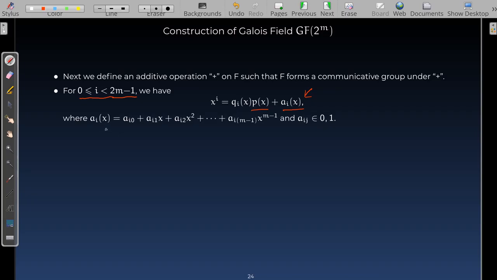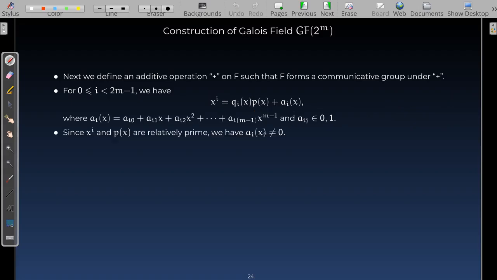Okay, so a_i(x) is generally a polynomial of degree m minus 1 or less. So a_i(x) is a remainder polynomial and its degree is m minus 1 or less. So we have a polynomial of degree m minus 1 or less when we divide this x^i, for i equal to 0 to 2^m minus 2, we will have a_i(x). Okay, so here a_ij, the coefficients of this polynomial, are elements of GF(2), meaning they are either 0 or 1.